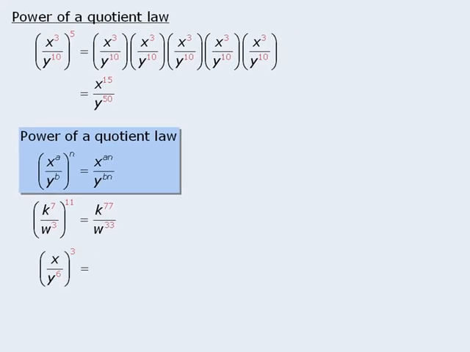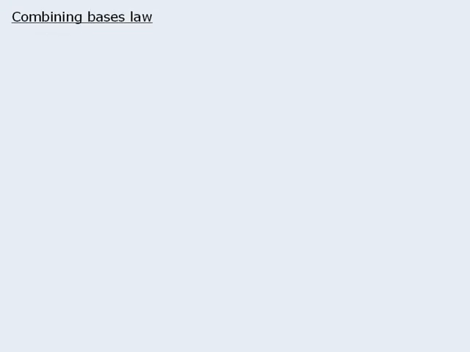Now, to simplify this power of a quotient, we first rewrite x as x to the power of 1. Then we multiply the outer exponent 3 by the exponent in the numerator to get x to the power of 3, and then we multiply 3 by the exponent in the denominator to get y to the power of 18. Now, the next 2 laws are extensions of the first 2 laws. To introduce the first combining bases law, please consider the following example.